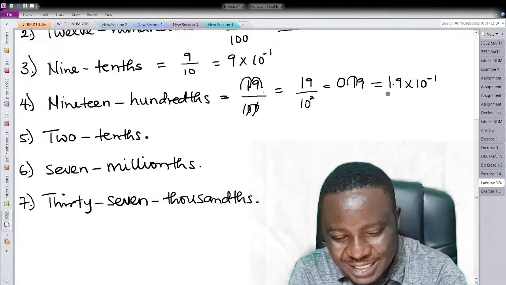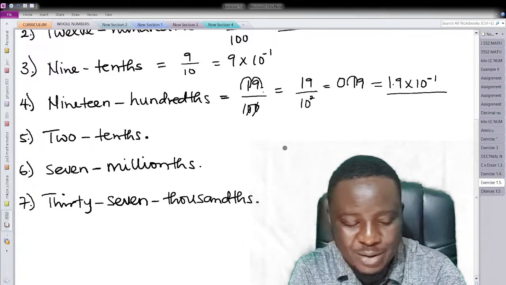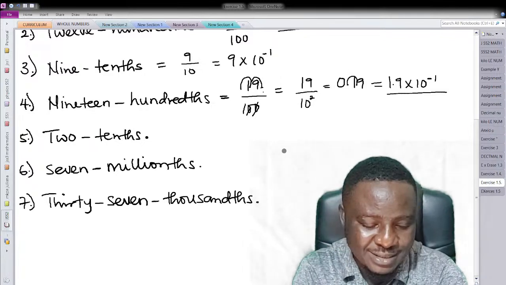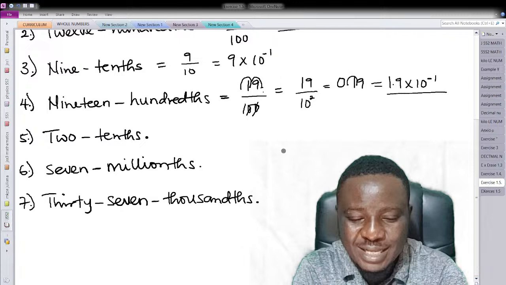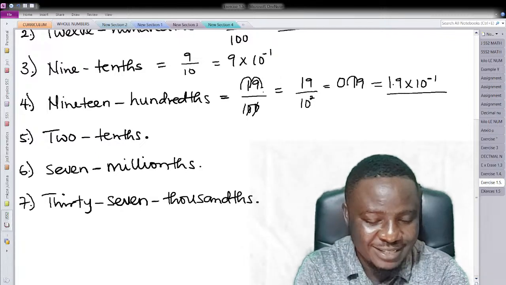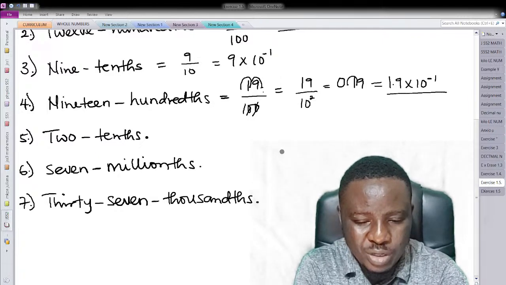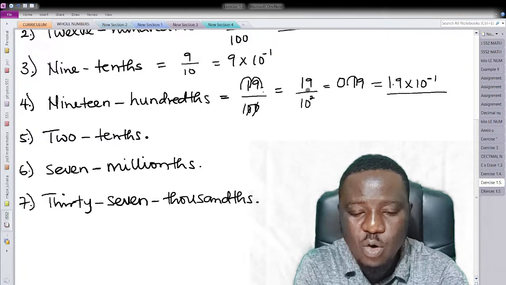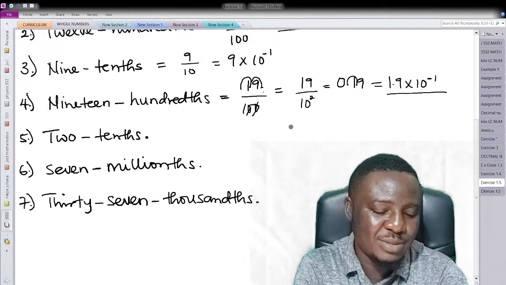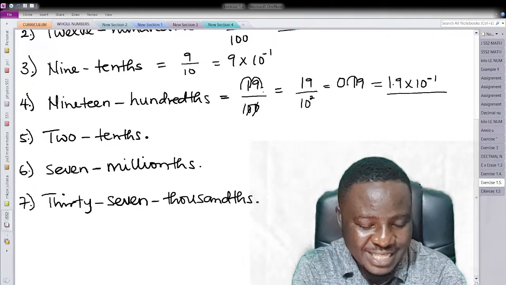Now, do you understand why it is 1.9 times 10 raised to the power of minus 1? Yes, sir. Is that what you got? No, I got 1.9 times 10 raised to the power minus 2. Okay, is it 1.9 you got or 19 times? 1.9. Okay, if it is 1.9, it means it's wrong. But if it is 19, it's right.